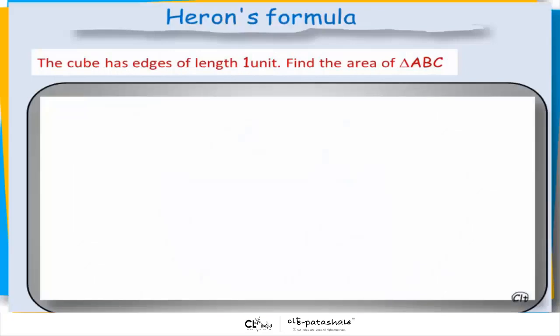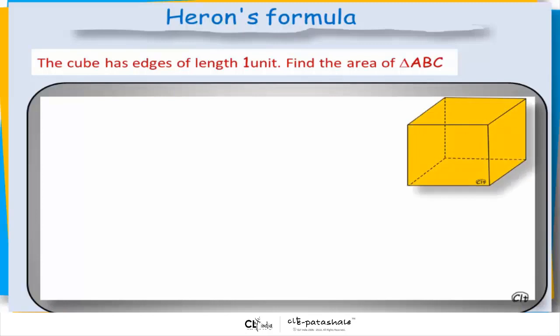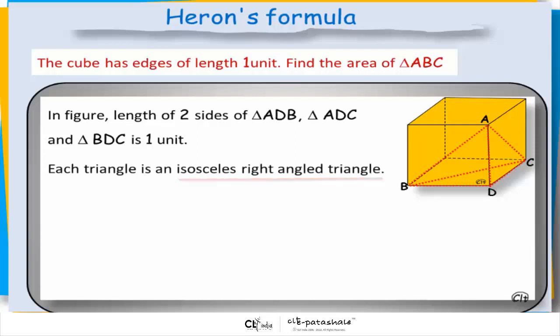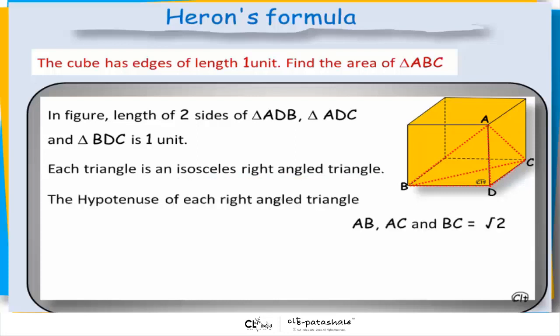The cube has edges of length 1 unit. Find the area of triangle ABC. In the figure on the screen, the length of two sides of triangle ADB, triangle ADC, and triangle BDC is 1 unit. Each triangle is an isosceles right-angled triangle. The hypotenuse of each right-angled triangle AB, AC, and BC is equal to square root of 2.